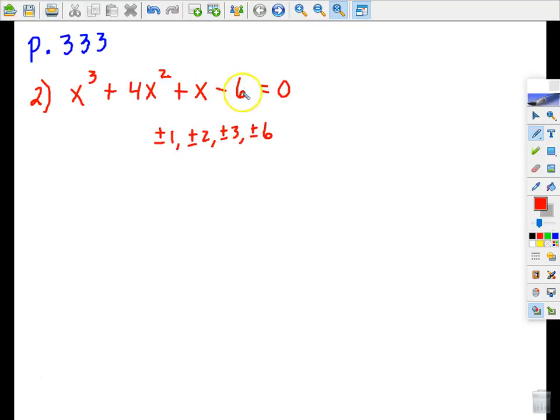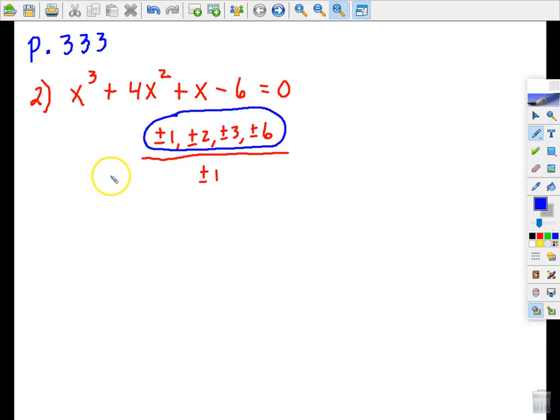Those are the factors of the constant, and the rational root theorem says to put those factors over the factors of the lead coefficient, which in this case is positive 1. So the factors of 1 are just positive and -1. So the answer to the first sentence, like answer part A, would be these 8 numbers. These are all the possible rational roots of this function or equation.